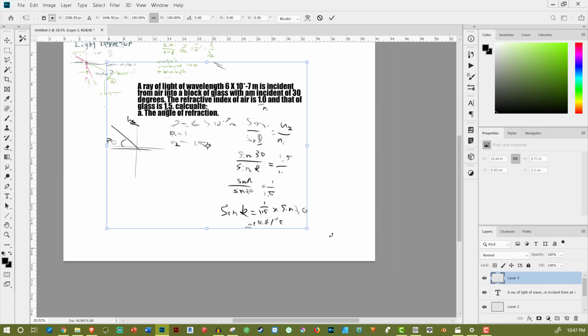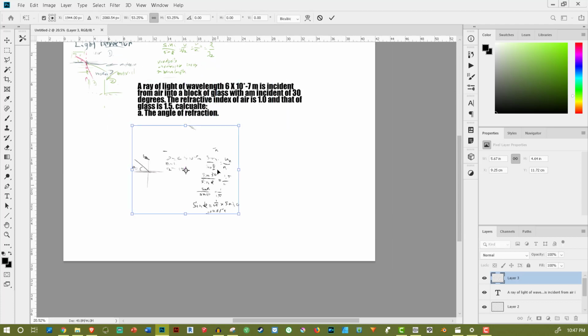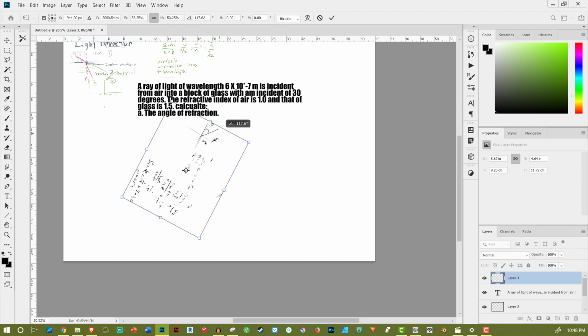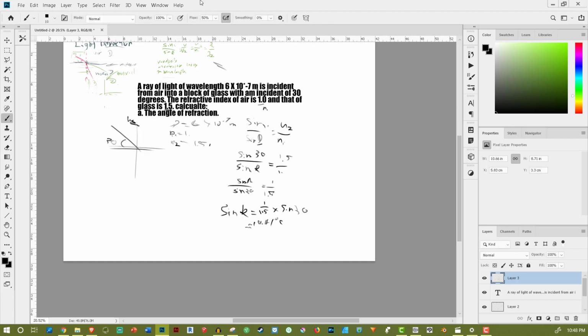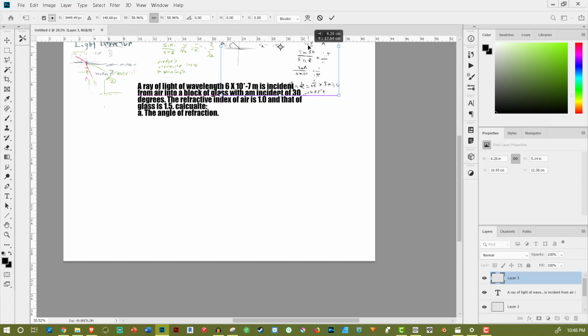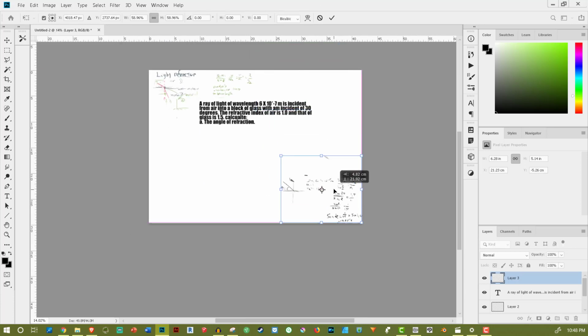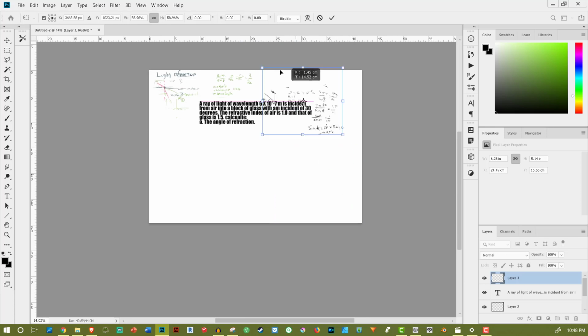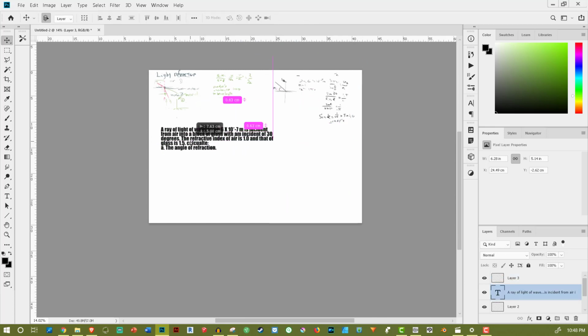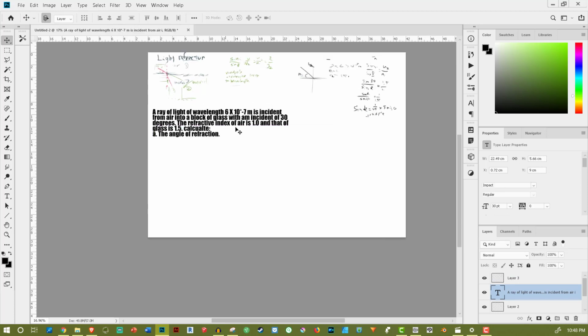To calculate the angle, you need to use sin. And because you want the sin r at the top, you need to flip the equation around on both sides. Let's put it right there, and let's move the equation downwards here into the second question, B.